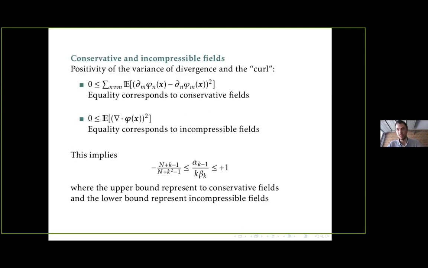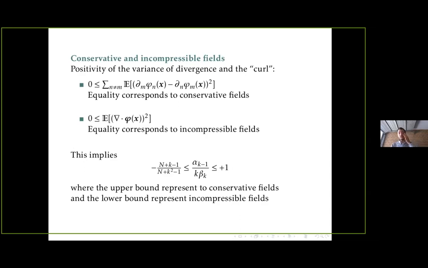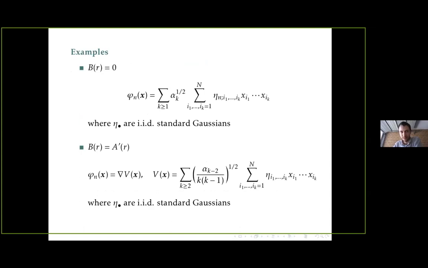The variance of the divergence must also be positive. So that gives us some inequality here. The equality corresponds to incompressible fields. And this implies this inequality on the constant that was appearing in our power series just before. The upper bound corresponds to the conservative field, and the lower bound corresponds to incompressible fields.